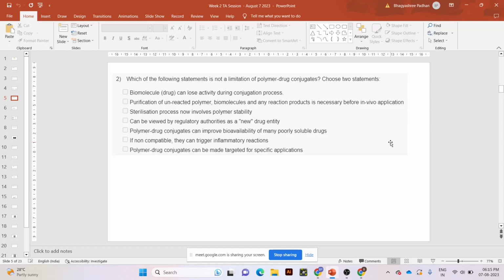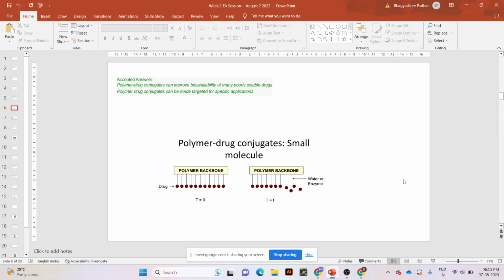So the options will be polymer drug conjugates can improve bioavailability of many poorly soluble drugs, and polymer drug conjugates can be made targeted for specific applications. This is how basically a polymer drug conjugate would be, where we can link the drugs to the polymer backbone, and these links can then be cleaved by water or enzyme.